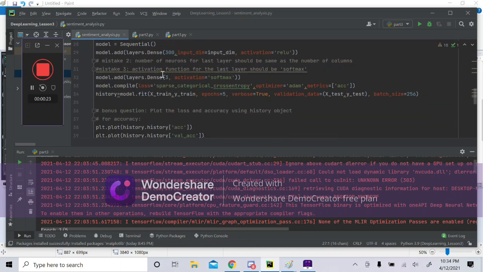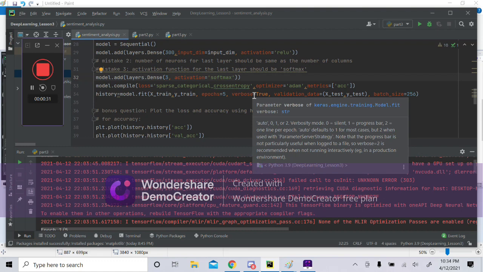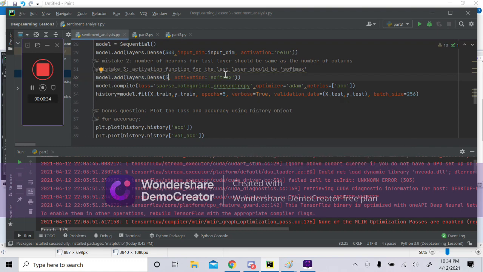The second error was that this was set to 5 when it should be equal to 3. This is the number of neurons in the final layer. It should be 3, which would be equal to the number of columns in the output.